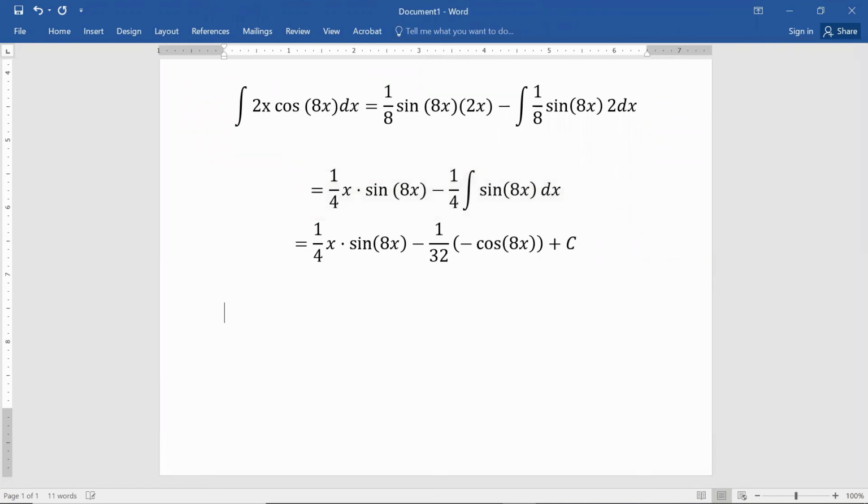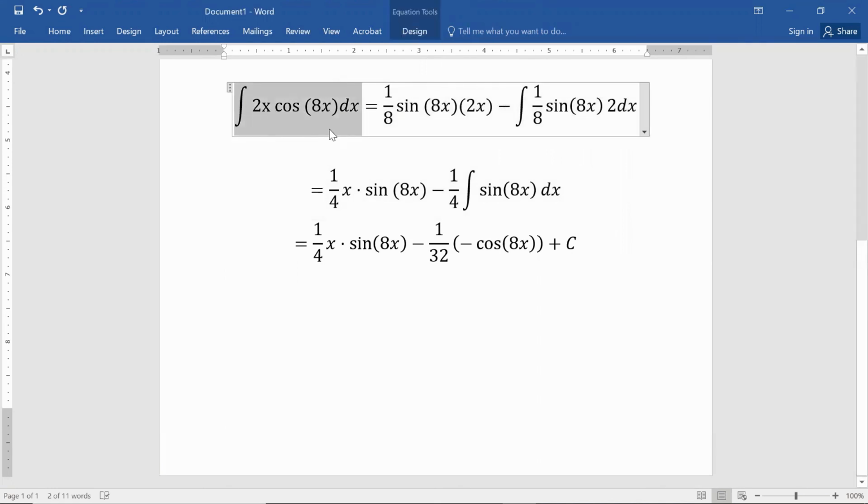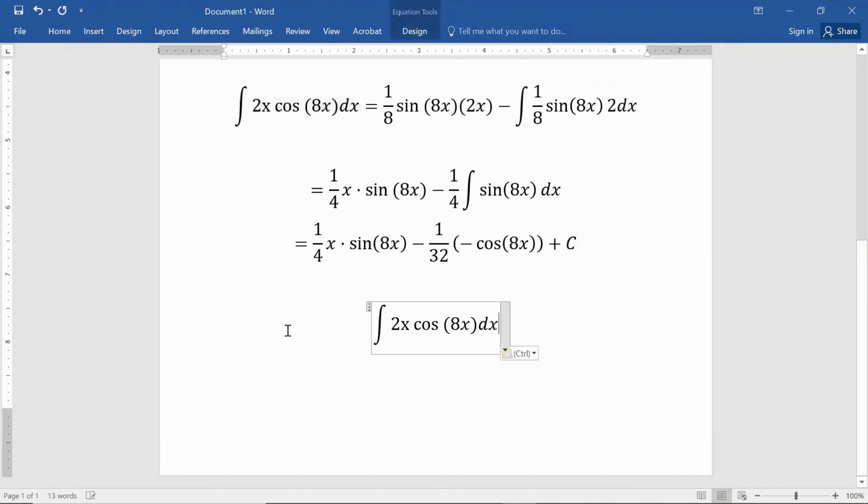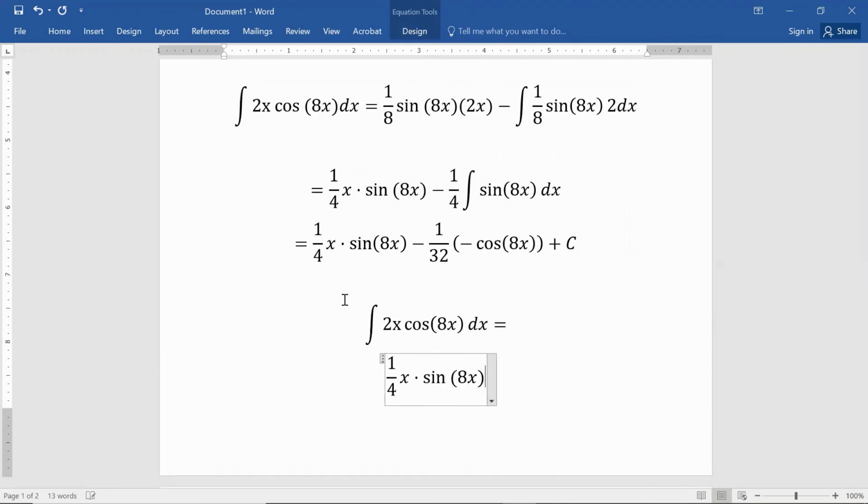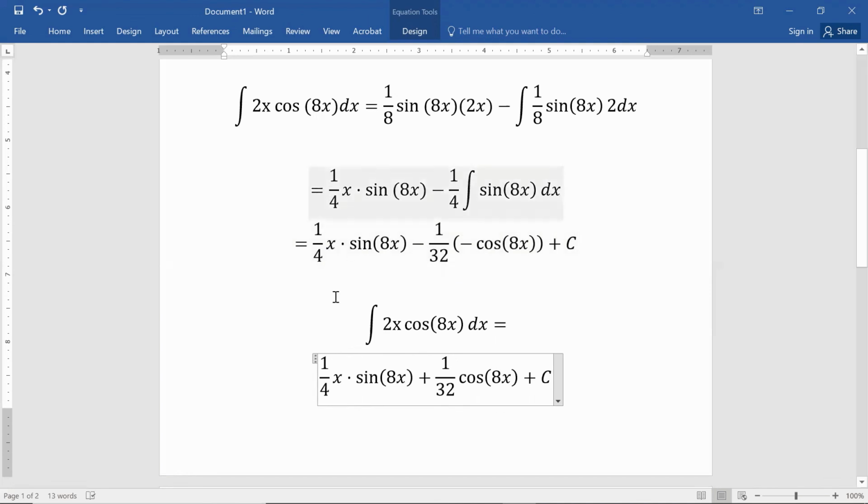And this I would probably clean up one more step. I would say that the integration that I was looking for, the 2x cosine 8x integration, actually became 1/4 x times sine of 8x. Notice this is a minus and then multiplied times a negative, so we're going to get a plus 1 over 32 cosine of 8x, and then plus c. That is my final answer.